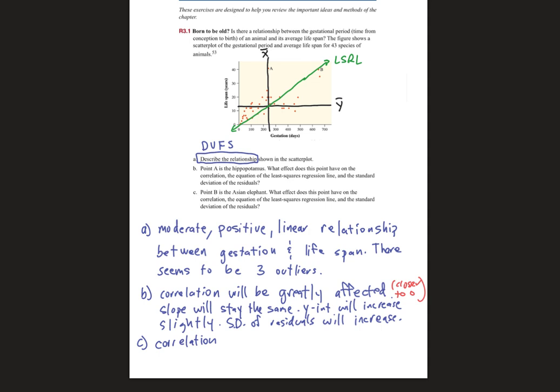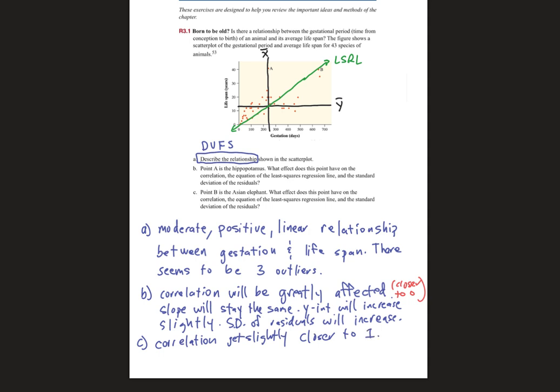Okay, and then for point B, the correlation will not be greatly affected, but it will slightly, sorry, I'm tired. Okay, correlation will get closer to 1, but just by a little bit. Get slightly closer to 1.